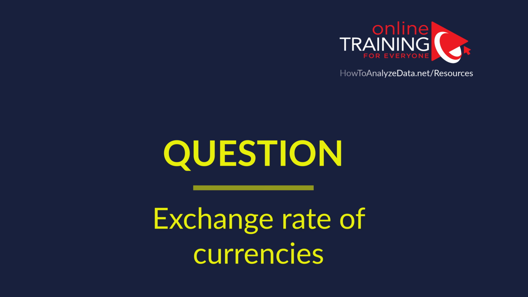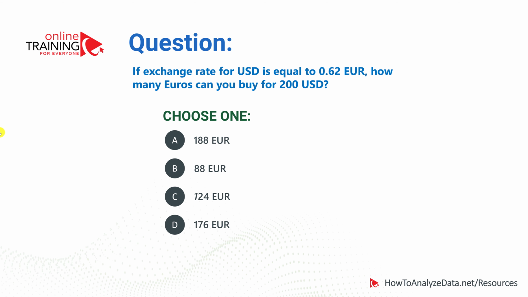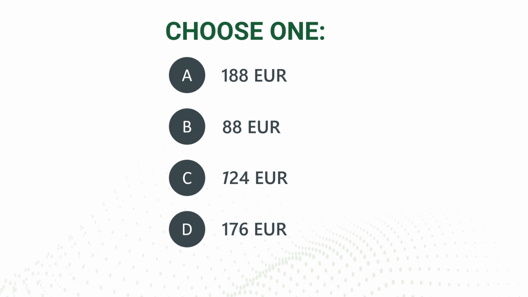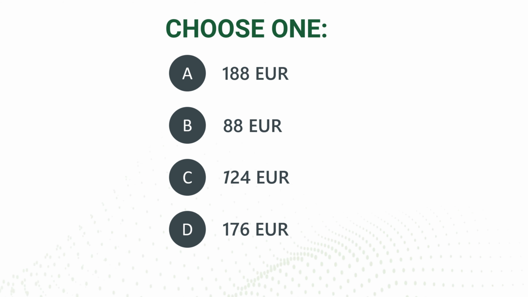Let's look at a question you might get as part of interviewing with financial organizations. If the exchange rate for US dollars is an equivalent of 0.62 euros, how many euros can you buy for $200? There are four choices: 188 euros, 88 euros, 124 euros, and 176 euros. Which one do you think is right?